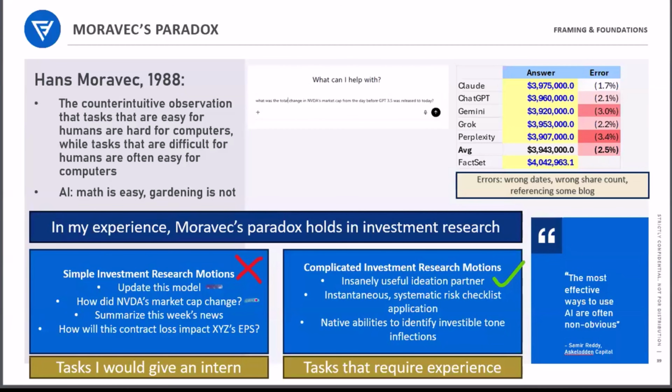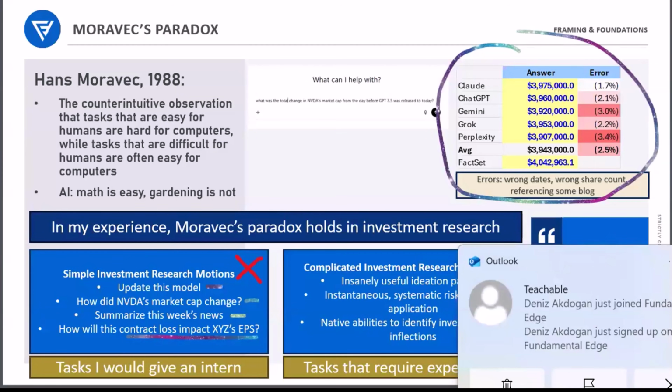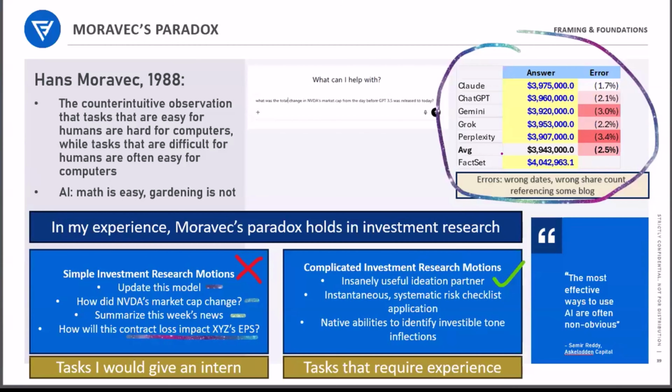how much market cap has NVIDIA created since the 3.5 reveal, or hey, create a nice summary of what happened in this investment conference this week, or how will this contract loss impact XYZ's EPS? Those motions tend to fall flat. The typical task that I would give an intern. Simple things that I ran today, of, hey, calculate NVIDIA's market cap change since GPT.